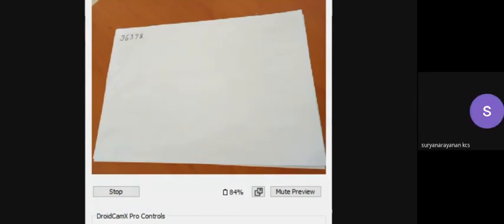On this A4 sheet, what is the number? 36,378, sir. Very good. Is this number divisible by 3 or not? Can you tell me? I will give you 10 seconds. Yes, sir, it is divisible. How can you say this number is divisible by 3? Sir, because when we add these digits, we get 27. 27 is divisible by 3, sir. Very good.